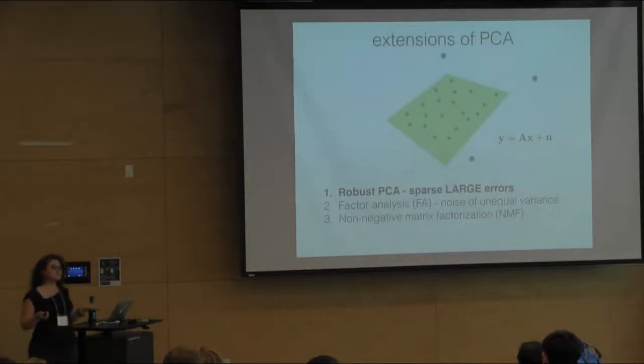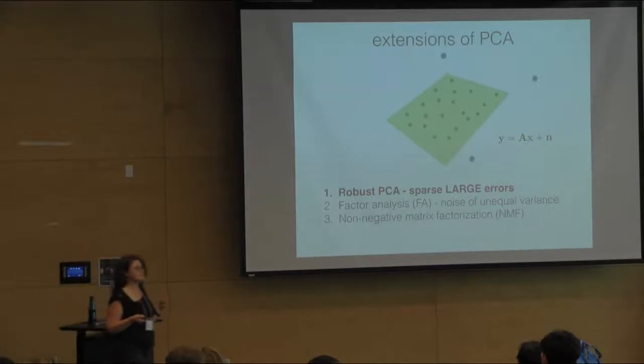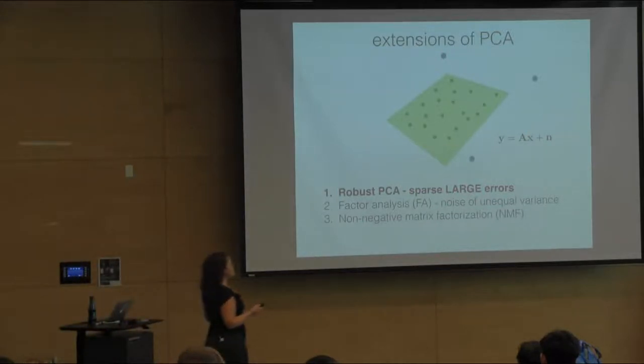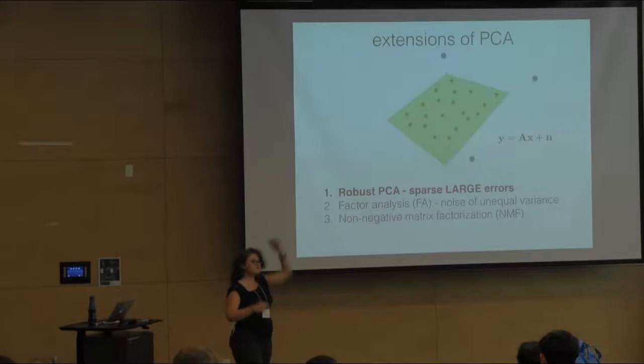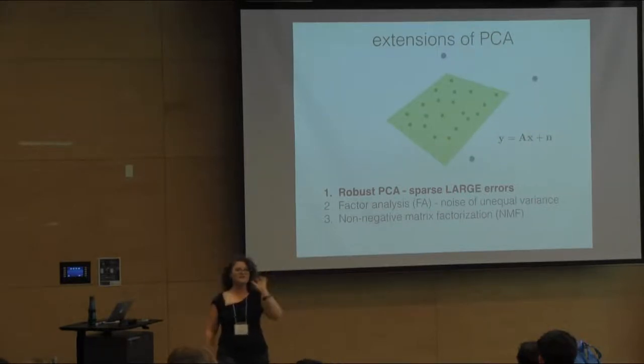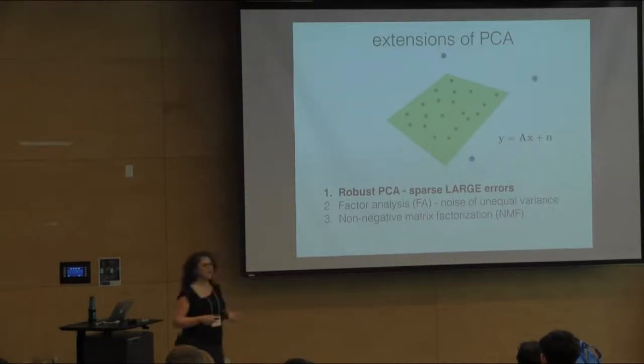Then there's extensions of PCA, and a lot of these extensions are basically meant to provide a way to still find a linear subspace, but to do it even if you have different amounts of noise or artifacts in your data. So the first extension is called robust PCA, or PCA lasso, I guess.